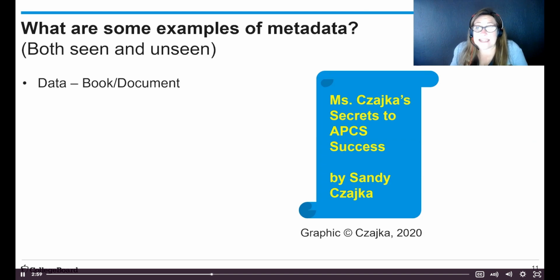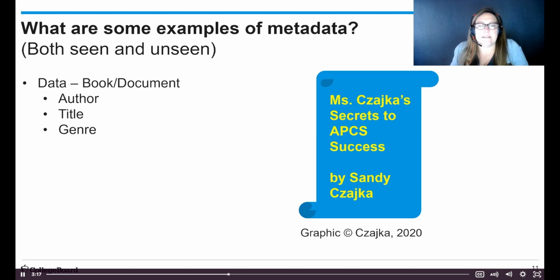So some of my ideas are the author. I'm the author of this particular document. The title, Miss Chika's Secrets to APCS Success. Maybe some metadata might be a genre. Is it fiction or nonfiction? Is it a mystery? Is it a novel?